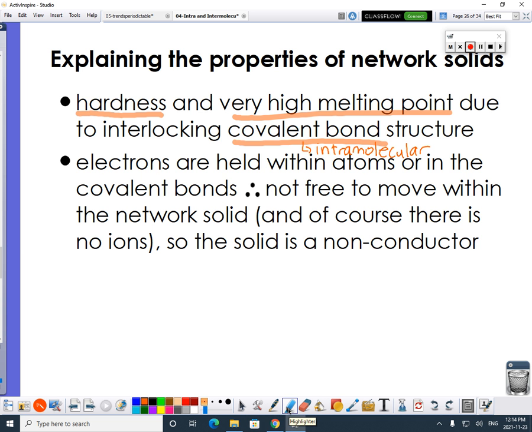And then one of the not good things about graphite and diamond, well, it's good and bad, I guess. The electrons are not free to move, so they don't conduct. Which is good for insulation, but not good if you want a conductor.